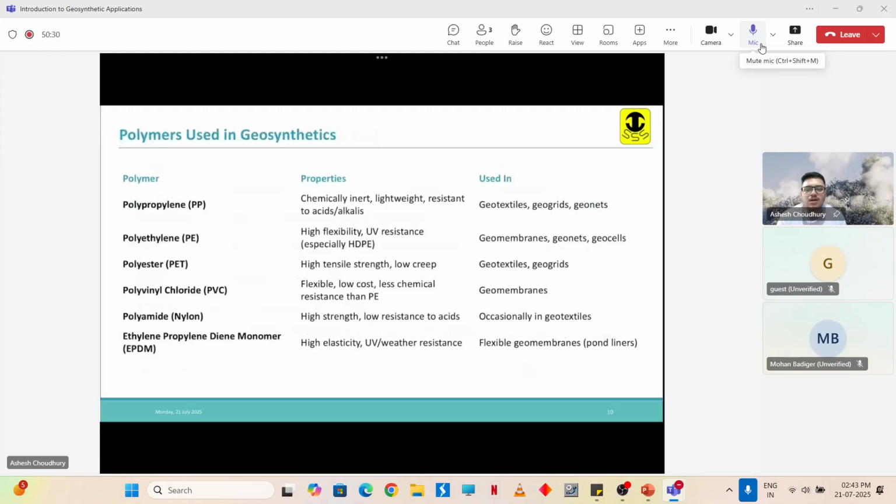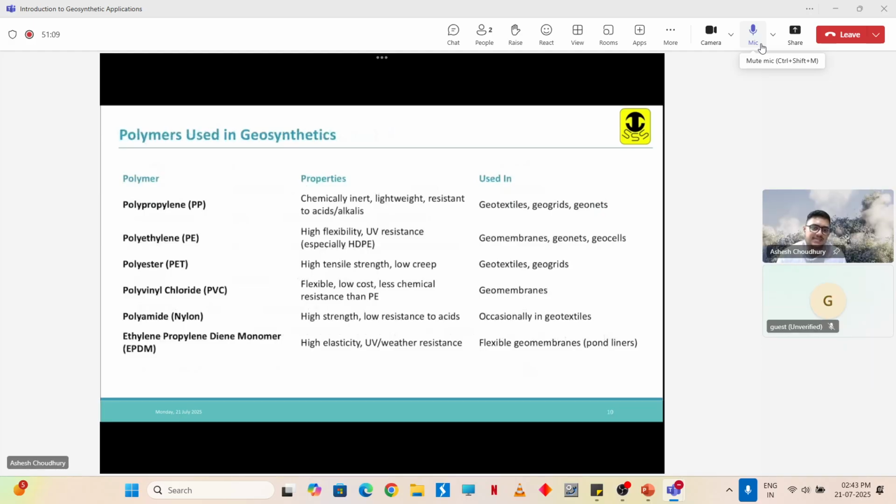Then you have polyester. It has high tensile strength and low creep, and is generally used to make geotextiles and geogrids. Then we have PVC, that is polyvinyl chloride. PVC is flexible, low cost, and has less chemical resistance than polyethylene, but it is generally used to make geomembranes. Then we have polyamide, or nylon. It has high strength, but low resistance to acids. It is occasionally used to manufacture geotextiles. Then ethylene propylene diene monomer, EPDM. It is highly elastic and UV and water resistant, and is used in flexible geomembranes.